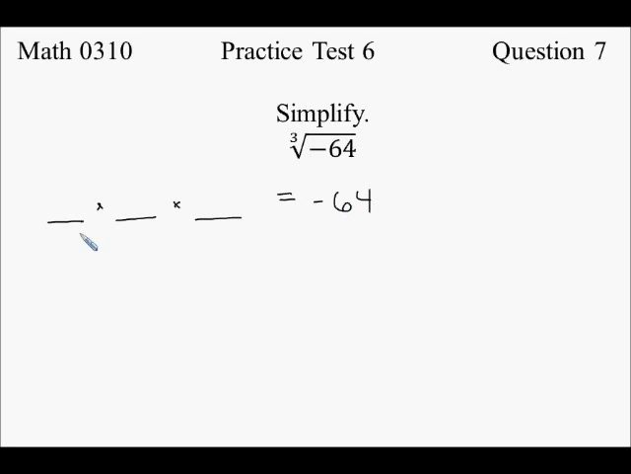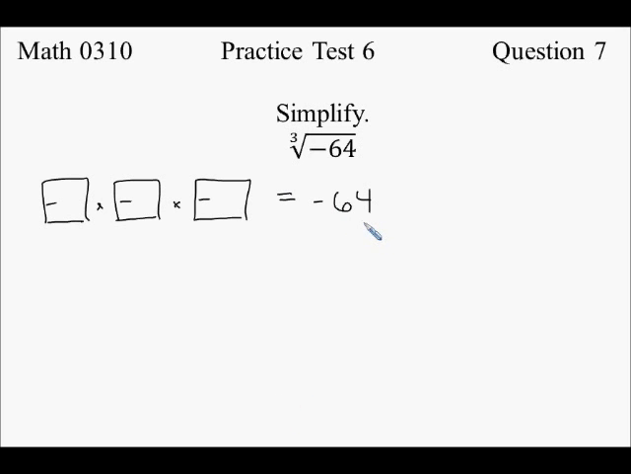So we're looking for a number that if we multiply 3 copies of that same number times itself, it would give us negative 64. Well, first let's look at the negative sign. What would we need if we had 3 copies to give us a negative? Well, we couldn't get it with a positive number. A positive times a positive times a positive would certainly give us a positive number. So we would need a negative here. A negative times a negative would give us a positive, but then times a third negative number would change that sign back to a negative.